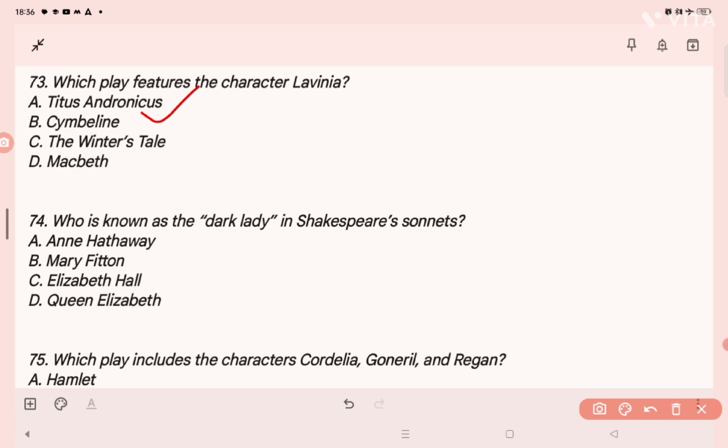Who is known as the Dark Lady in Shakespeare's sonnets? Option B, Mary Fitton. Scholars often speculate that the Dark Lady referred to in Shakespeare's sonnets is Mary Fitton, a woman in the court of Queen Elizabeth.